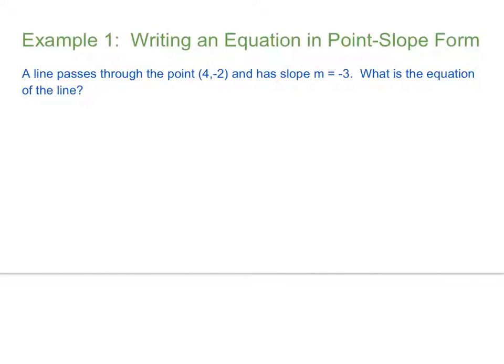Example 1. Writing an equation in point-slope form. A line passes through the point 4, minus 2 and has slope m equal to negative 3. What is the equation of the line? Well, as always, I like to rewrite the formula we're going to use. So point-slope form is y minus y sub 1 equal to m times x minus x sub 1.